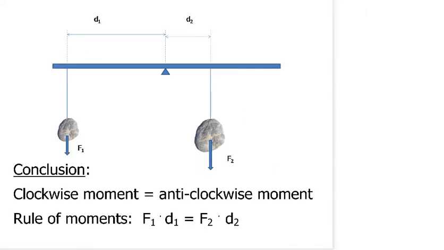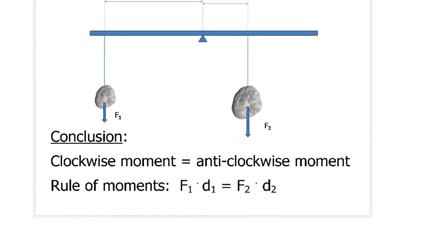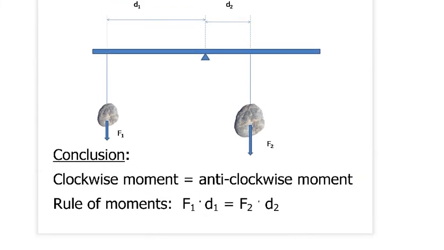Here we have that picture reproduced one more time, and the conclusion of what we were just saying: force 1 times distance 1 causes an anti-clockwise moment, and force 2 times distance 2 causes a clockwise moment around this pivot. Those have to be equal to each other. So this right here, bottom line, is the rule of moments.